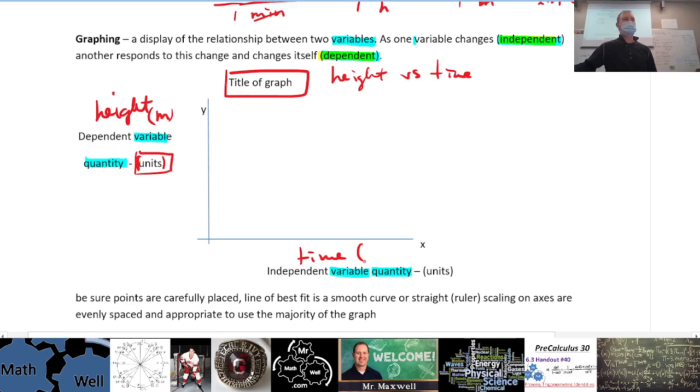Time, what are you measuring time in? Seconds, minutes, hours, days, what? Years. Hours. No, not years. Why not? Well, you could, but climbing a mountain? You're going to climb a mountain over a span of years? Who knows? Okay, 1, 2, 3, 4, 5 years.